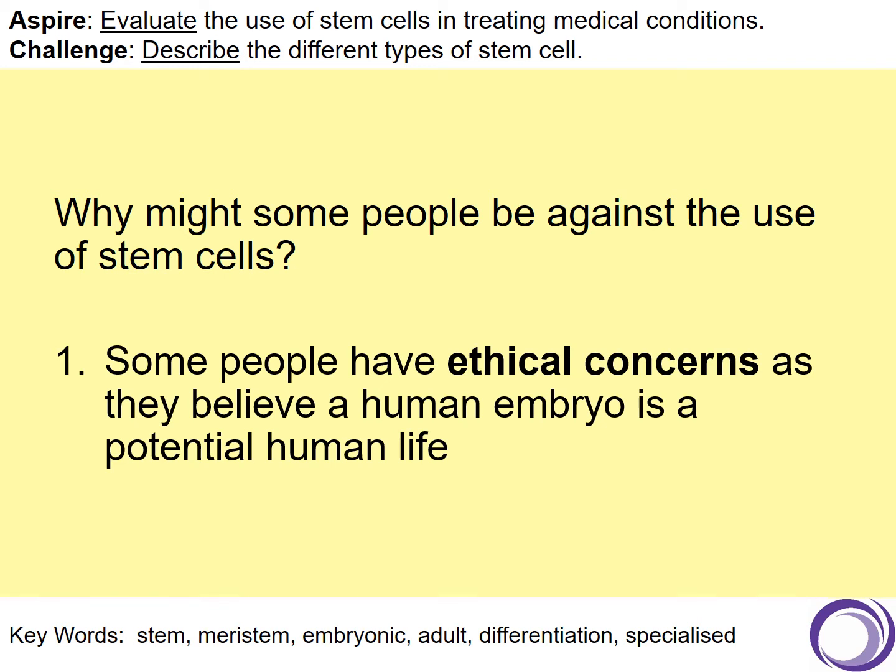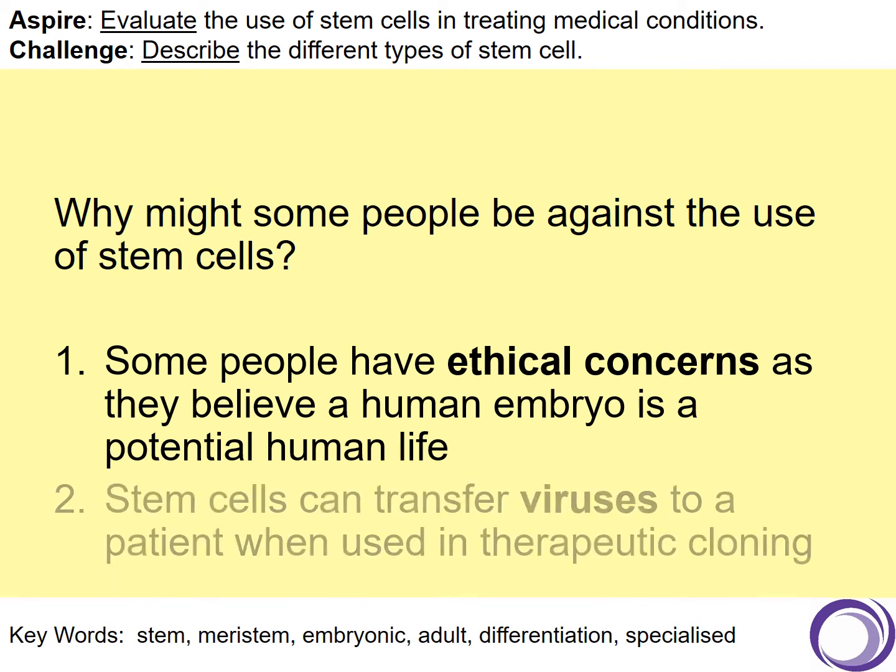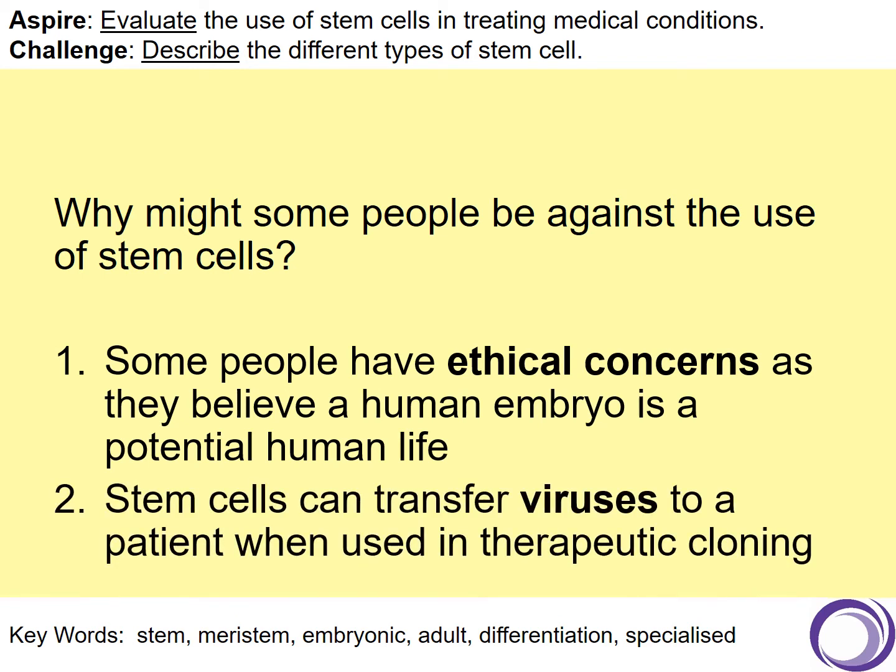So some people believe that life is just as important as someone who's become paralyzed, and it has the right to life, instead of breaking it up and basically killing that potential baby. So that's one of the reasons. The other thing is it can transfer viruses to the patient when it's used in therapeutic cloning, which is obviously a big pitfall. So there are two reasons you need to know that people might be against it: this ethical reason, and also the ability that it might transfer a virus into the patient.